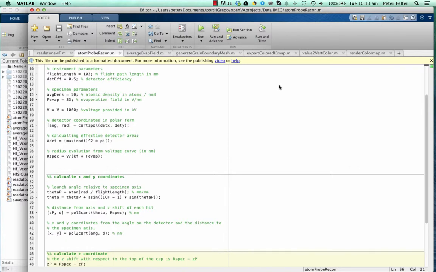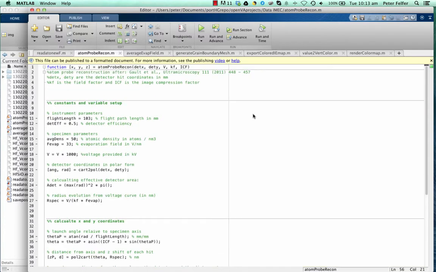Hi everyone. Today's tutorial topic is on reconstruction for atom probe tomography. And the reason why I'm doing this is because atom probe tomography reconstruction seems to be a bit of a mystery to a lot of people because it's buried in the software that you're using, even though it's one of the most important things about atom probe data analysis.